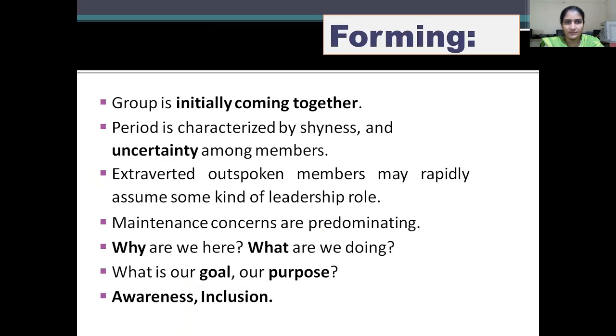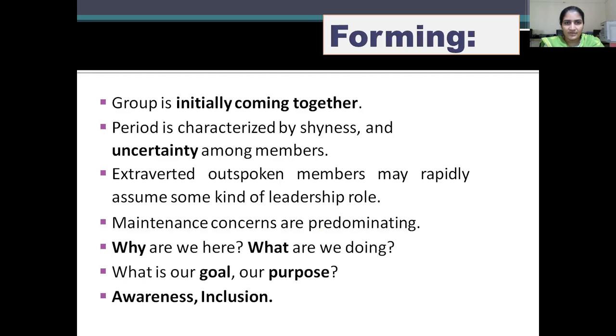So first comes the forming stage. Under the forming stage, a group is initially coming together. First, they are coming together and a group is being framed. This period is characterized by shyness and uncertainty among the members, because as it is a newly constructed group, people will be a little shy and there will be uncertainty among the members.